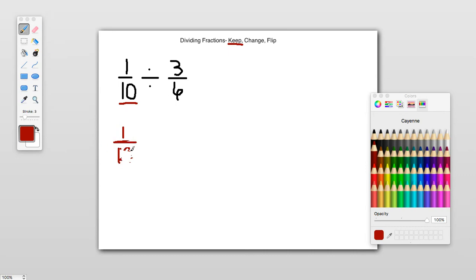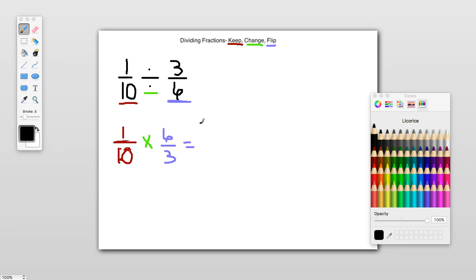1/10. And then we're going to change our symbol. So our symbol is going to change to multiplication. And then our last part is flip. So we're going to flip this fraction. So instead of 3/6, it's going to be 6/3. Flip the fraction. Then you just multiply straight across.